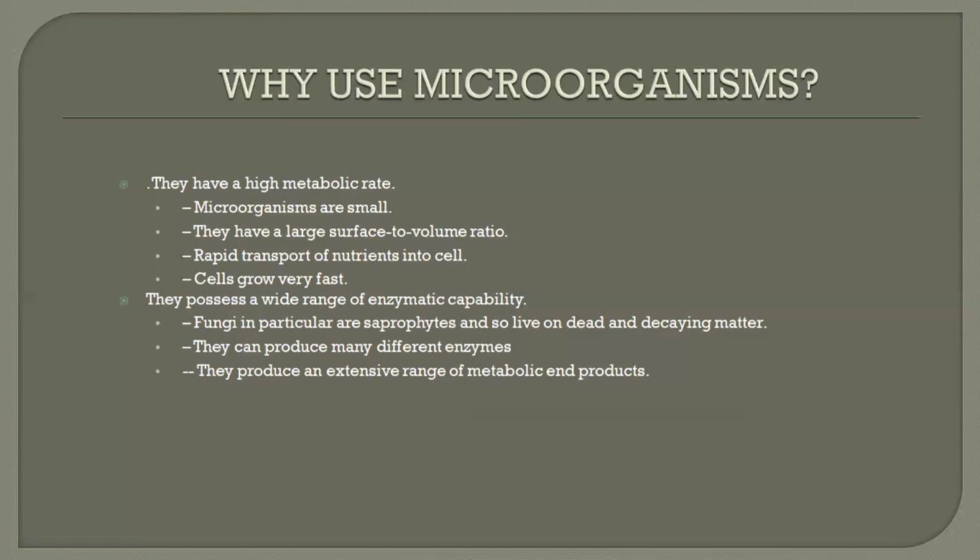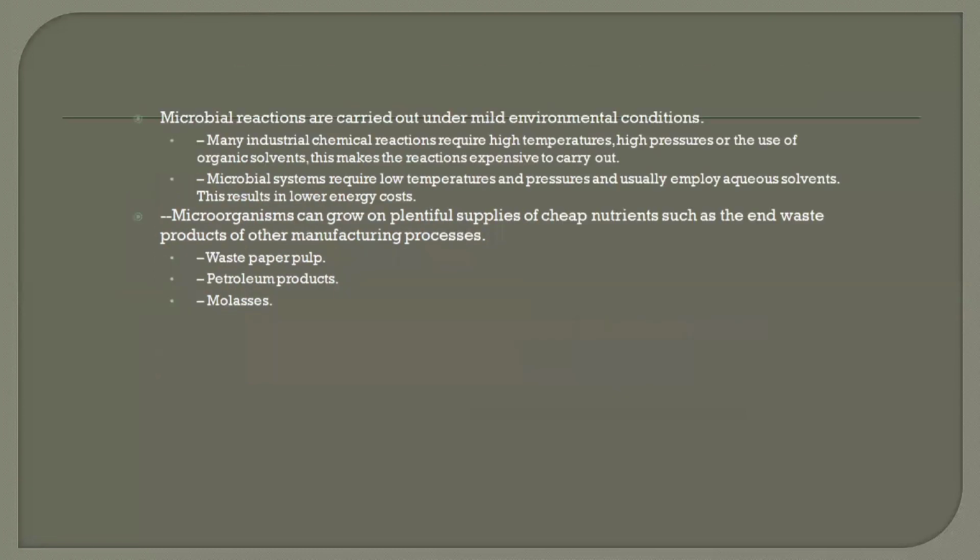For example, fungi are saprophytes, which can live on dead, decaying matter. Because of that, we say that microbial reactions are carried out under mild environmental conditions. Most microorganisms can survive at low temperatures and pressures. Number 4 is that microorganisms are used in fermentation because they can grow plentifully on waste products such as paper pulp, petroleum products, and molasses. Molasses is the waste product derived from sugar cane.